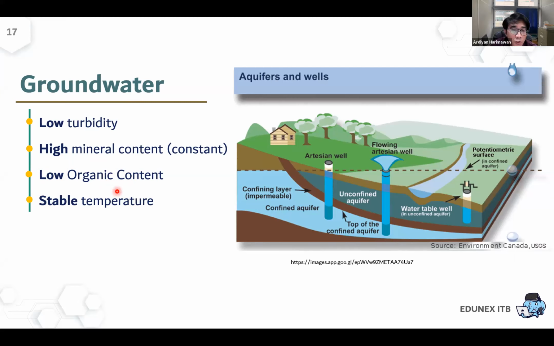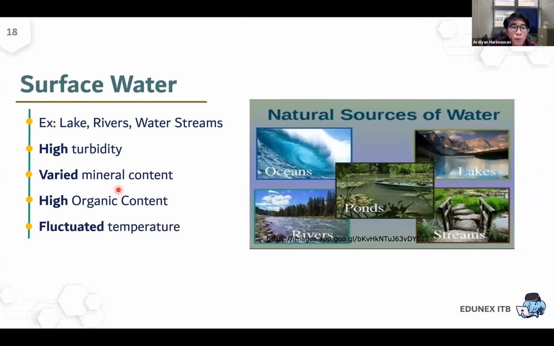Okay, this is the groundwater. How about the surface water? For example, in lakes, rivers, and water streams, because there are no layers of earth to act as a filter. And then for the surface water, including the runoff, the water will have a high turbidity.